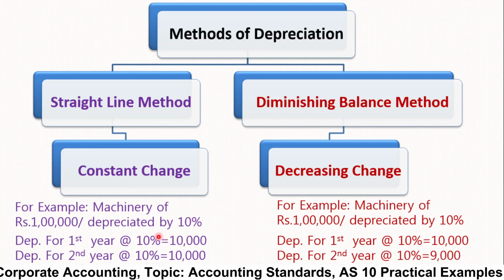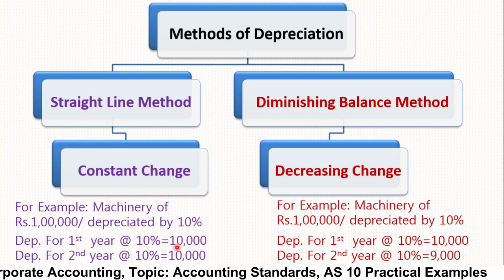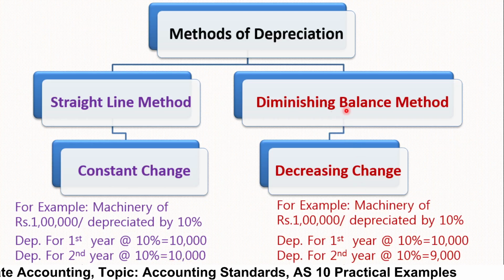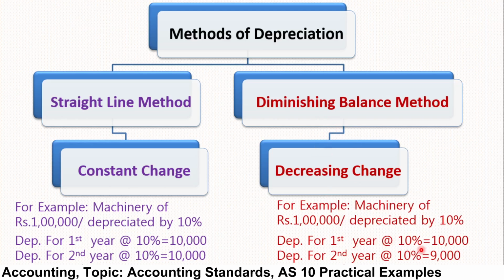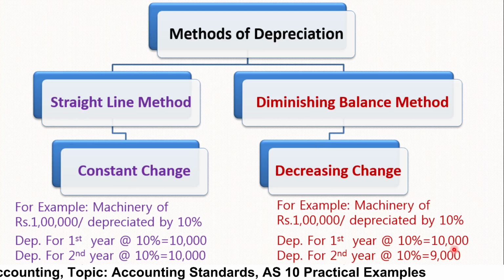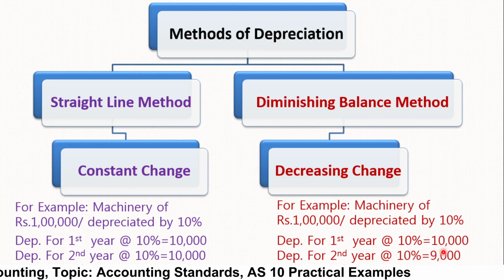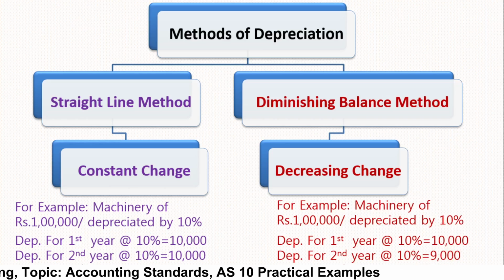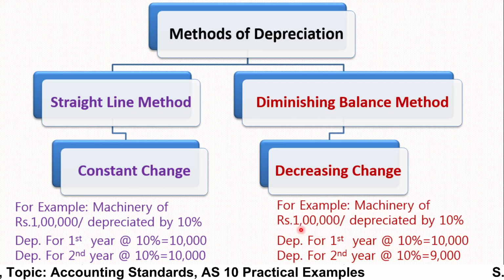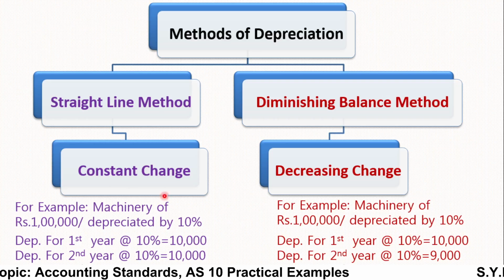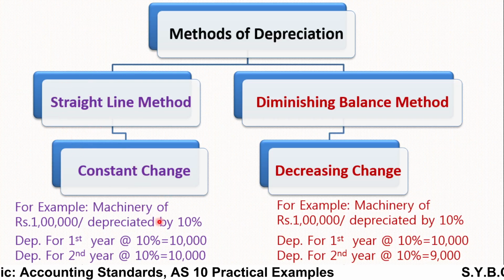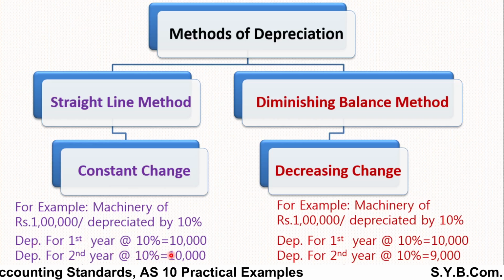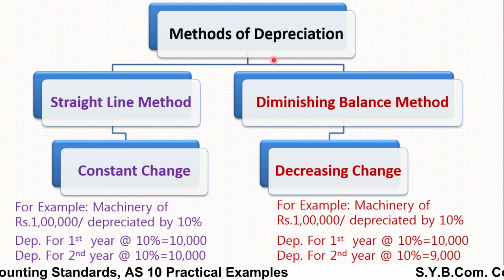So here you can see the depreciation amount is constant for first year, second year and third year, that is 10,000, 10,000 and 10,000. However, in the diminishing balance method, the rate of depreciation is same, but the amount of depreciation changes year by year. So in the first year there was 10,000 of depreciation, then 9,000, then 8,100. As the value of your assets is reduced, the depreciation is also reduced. But in the straight line method, the depreciation is fixed from first year to the last year of that asset. In this way, you can study the methods of depreciation.